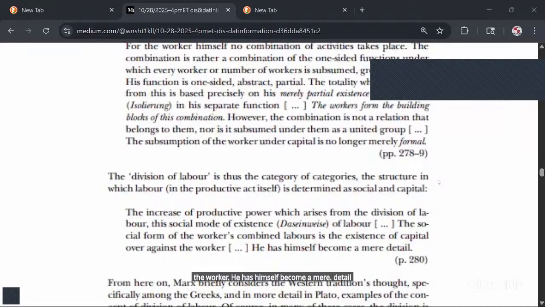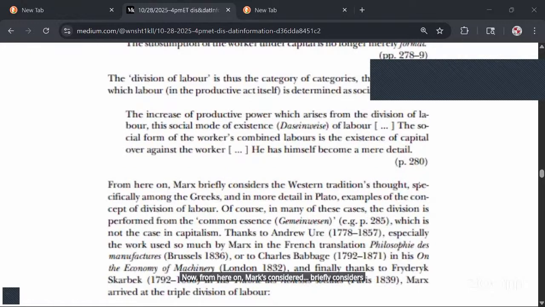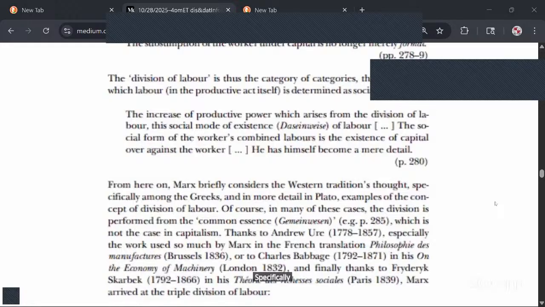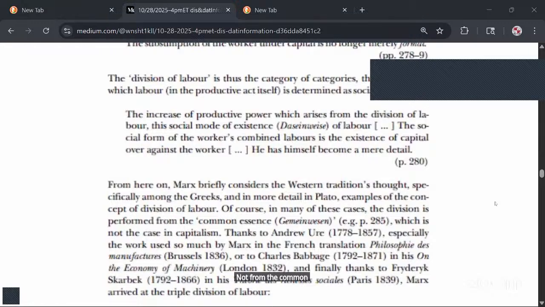Close quote. Now, from here on, Marx briefly considers the Western tradition's thought, specifically among the Greeks, and more in detail in Plato, examples of the concept of the division of labor. Of course, in many of these cases, the division is performed not from the common essence, Gemeinwesen, which is not the case in capitalism.